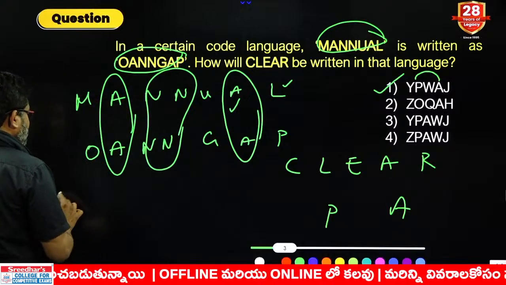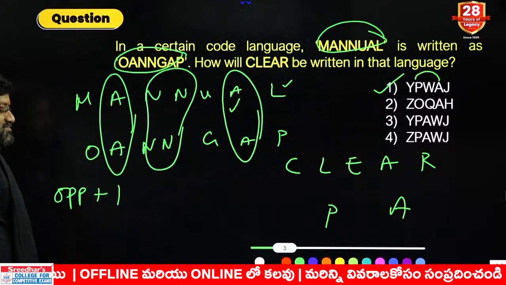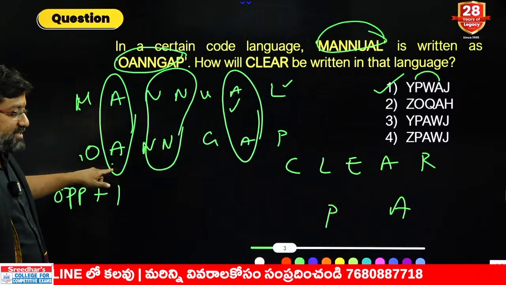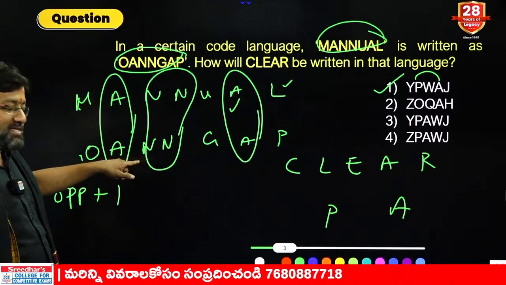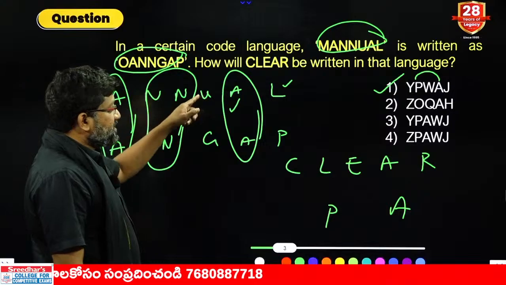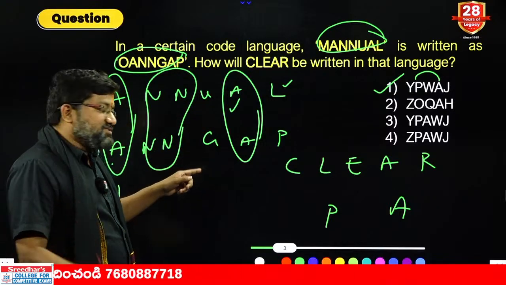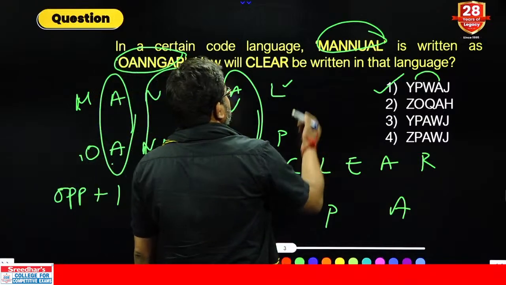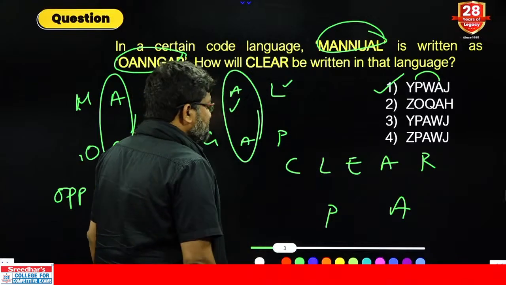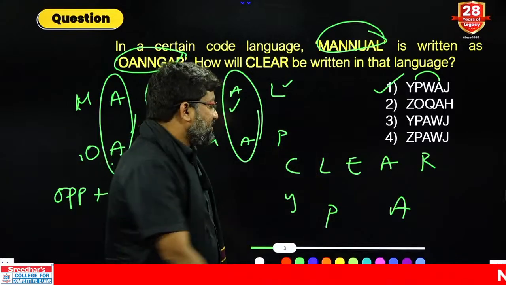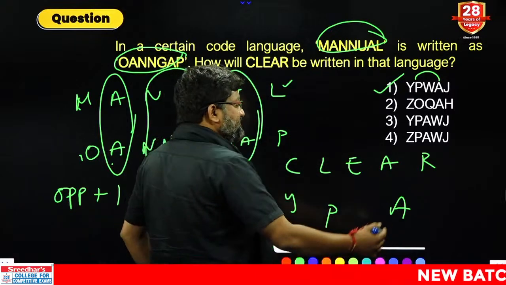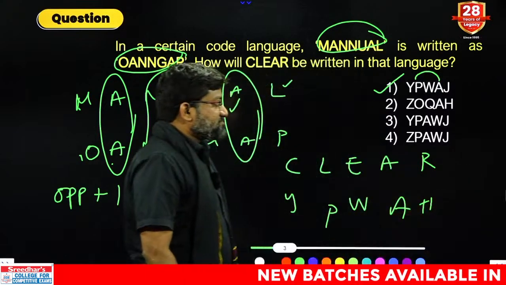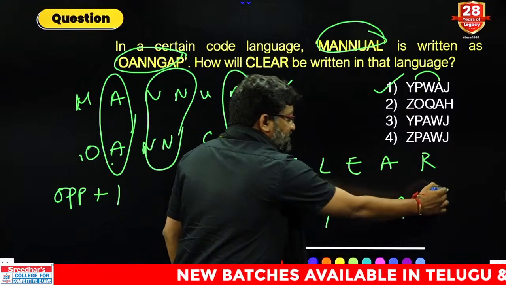The exact logic here is opposite plus 1. Opposite to M is N, plus 1 is A. Opposite to A is Z, plus 1 is A. Opposite to N is M, plus 1 is N. Opposite to U is F, plus 1 is G. Opposite to L is O, plus 1 is P. So clear. Opposite to C is X, X plus 1 is Y. L is P already. Opposite to E is V, V plus 1 is W. Opposite to R is I, I plus 1, sorry, J.